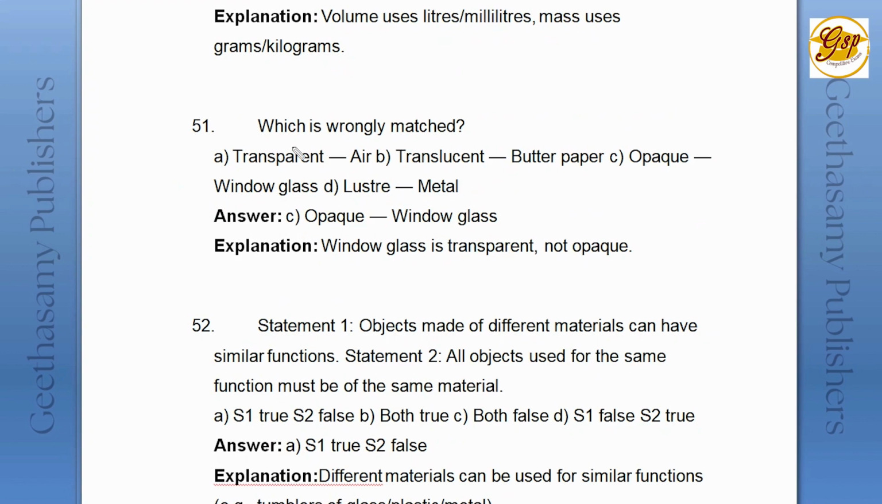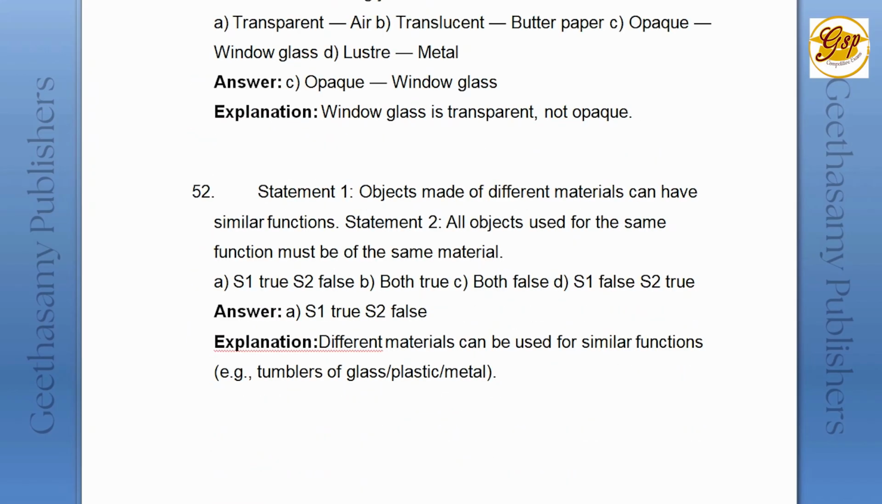So 51st question, which is wrongly matched. Transparent, air. Translucent, butter paper. Opaque, window glass. Luster, metal. So the answer is C, opaque, that is window glass. Explanation: window glass is transparent, not opaque.